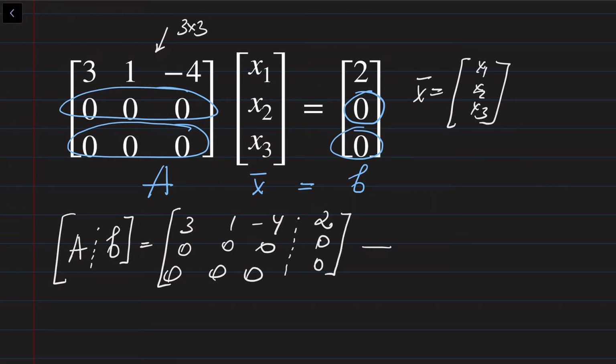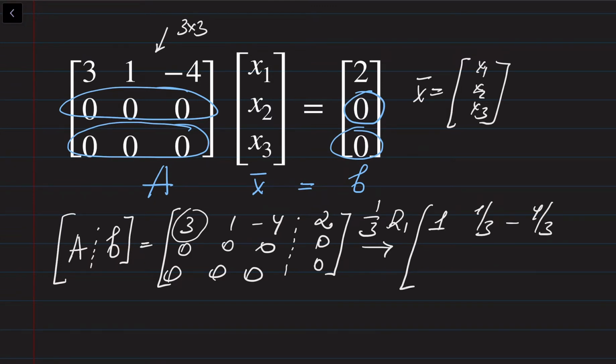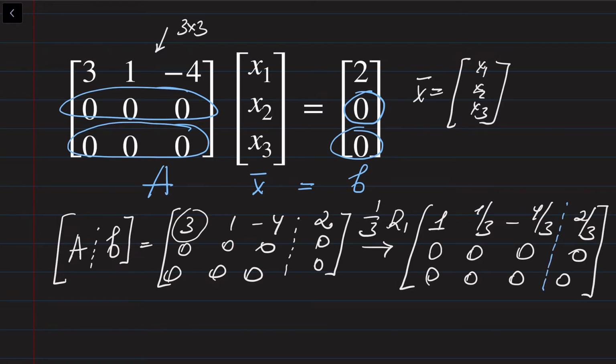So in order to bring this to the row echelon form, which is a reduced row echelon form, it is enough to make this 3 equal to 1, and we can do this by multiplying the first row by 1 over 3. So what we will get is 1, 1 over 3, minus 4 over 3, 2 over 3, 0, 0, 0, 0, 0, 0, 0, 0. So it's already in the reduced row echelon form, and we can try to figure out the solution here.